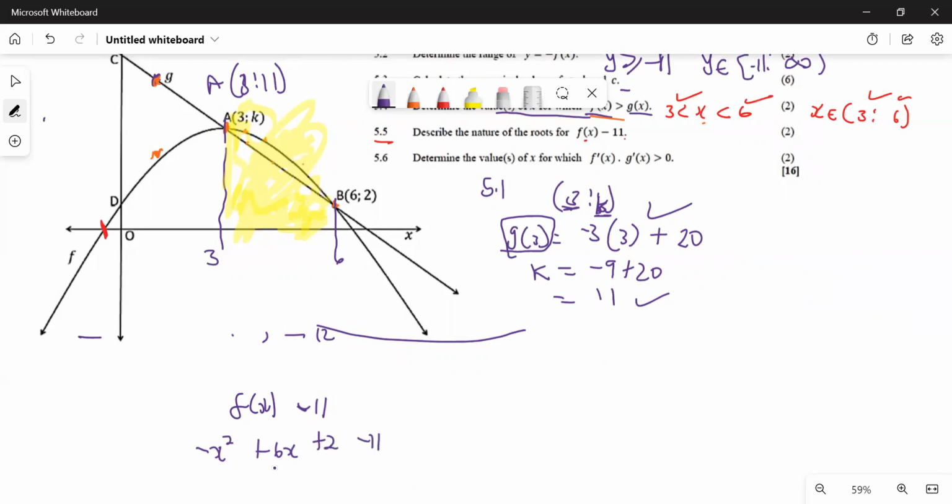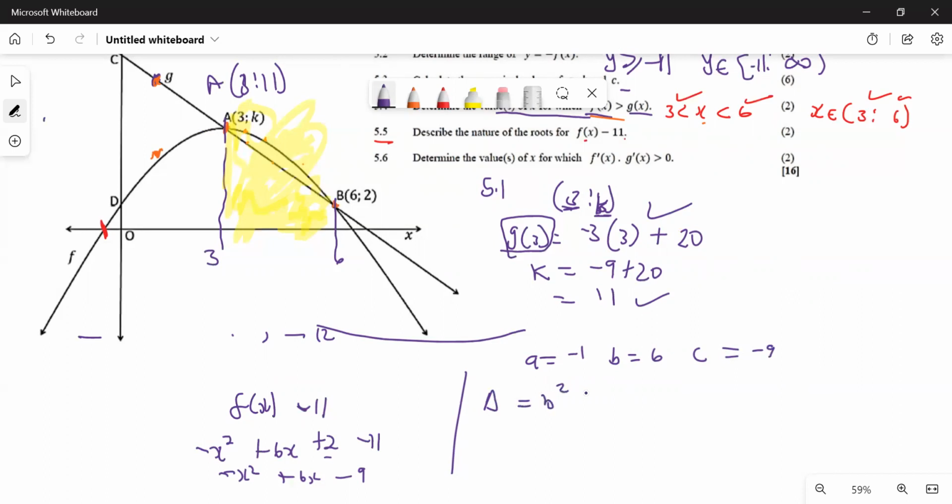If you work this out, you're going to have minus x squared plus 6x, and then the 2 and the minus 11 give us minus 9. Now we need to say what is A, what is B, and what is C. What is A? Minus 1. What is B? 6. What is C? Minus 9.